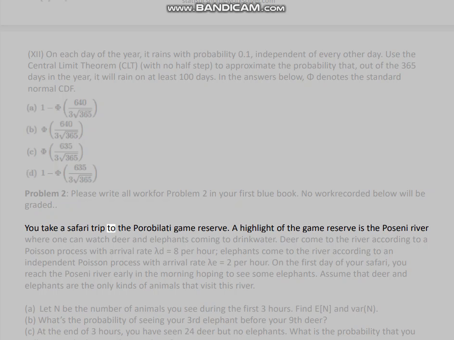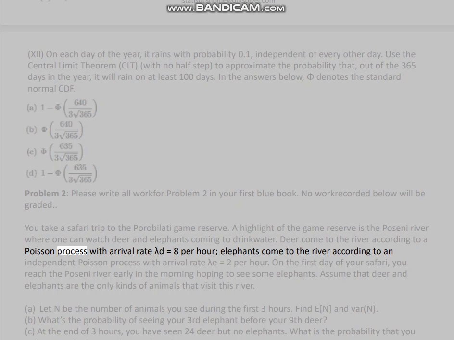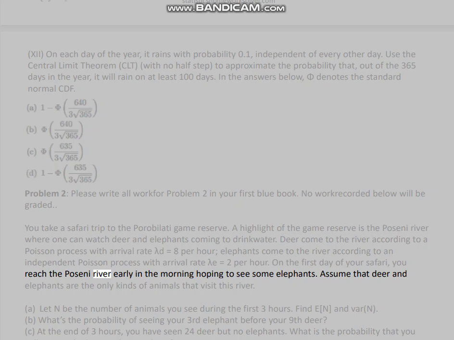You take a safari trip to the Poro Balati Game Reserve. A highlight of the game reserve is the Posini River, where one can watch deer and elephants coming to drink water. Deer come to the river according to a Poisson process with arrival rate lambda d equals 8 per hour. Elephants come to the river according to an independent Poisson process with arrival rate lambda e equals 2 per hour. On the first day of your safari, you reach the Posini River early in the morning hoping to see some elephants. Assume that deer and elephants are the only kinds of animals that visit this river.